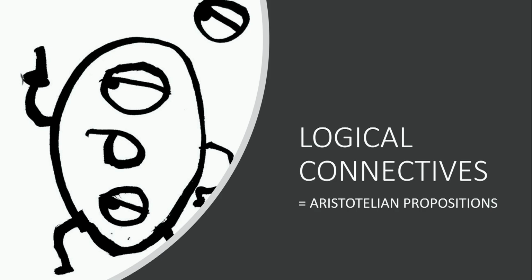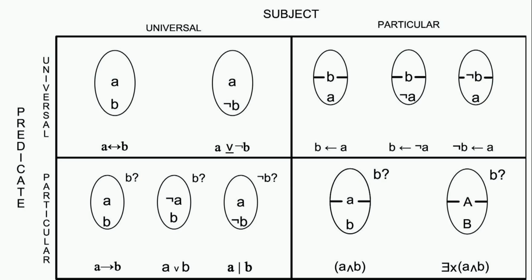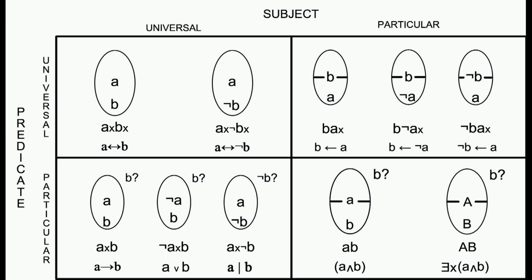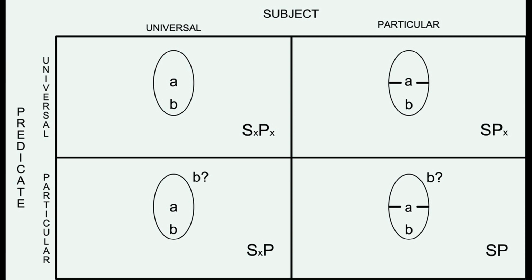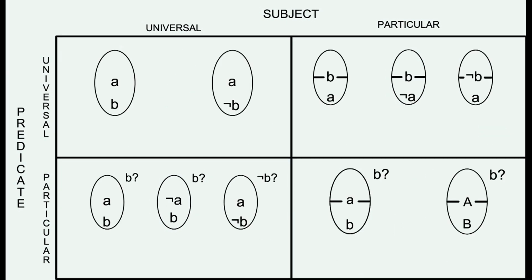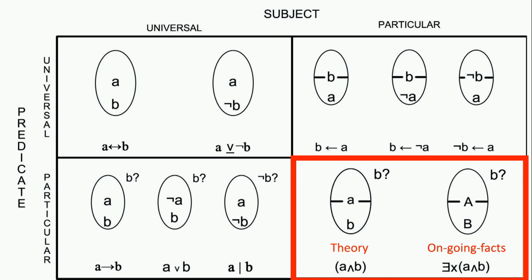Logical connectives in the Marlo diagram. A simple proposition informs what kind of association has been established between two concepts. Therefore, we can classify logical connectives and Aristotelian propositions with the same elementary structure. We should only bear in mind that cognitive systems are capable of distinguishing two kinds of propositions: theoretical statements outside space and time, and ongoing facts here and now.